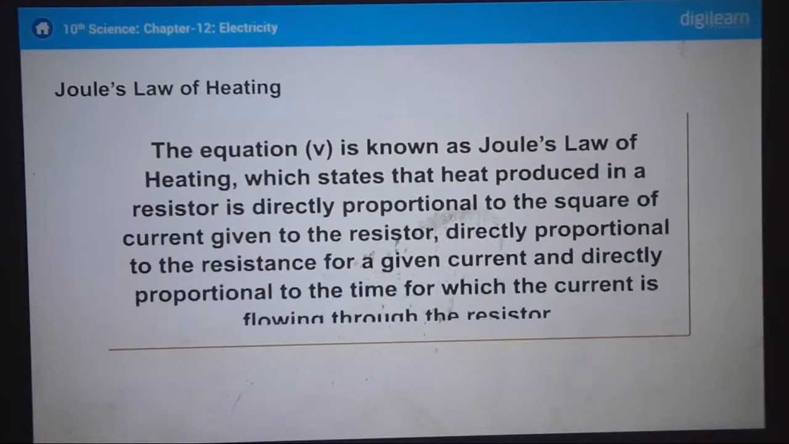Equation 5 is known as Joule's law of heating, which states that heat produced in a resistor is directly proportional to the square of current given to the resistor, directly proportional to the resistance for a given current, and directly proportional to the time for which the current is flowing through the resistor.